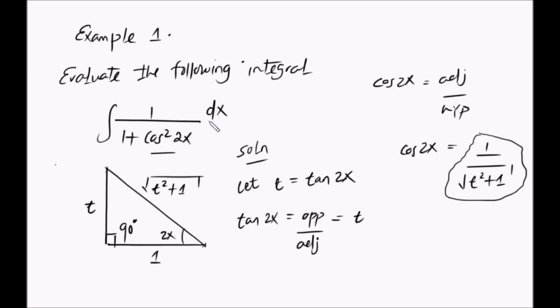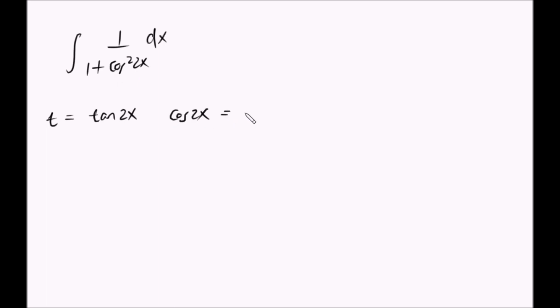Hapa kwenye dx je itakuwaje? So let me start a fresh page for that. So tunataka to integrate 1 over 1 plus cos squared ya 2x with respect to x. So tumesema t ni sawa tan 2x. Kwa hiyo hii cos 2x tumeona itakuwa ni sawa na 1 over the square root of t squared plus 1.